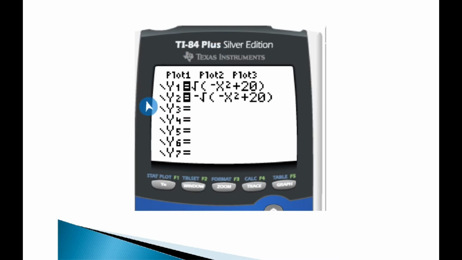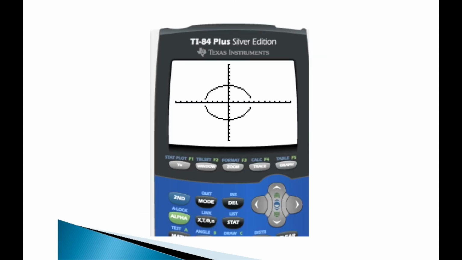So in our calculator, in the y equals menu, you're going to put both of these in. We're going to put in y1 and y2. Make sure you use the negative sign and not the minus sign. You want to pause this video and make sure you put it in that way. And then we're going to graph and see what happens.